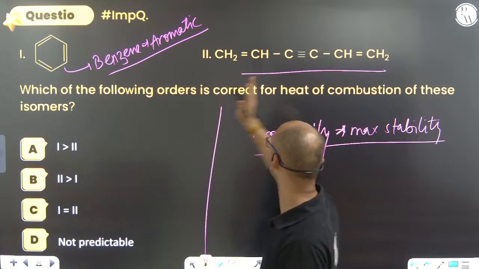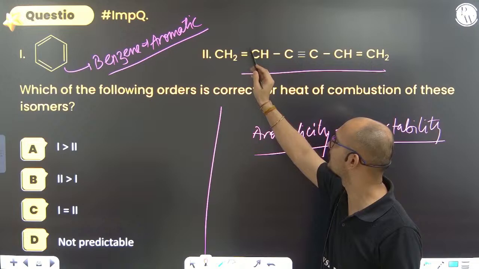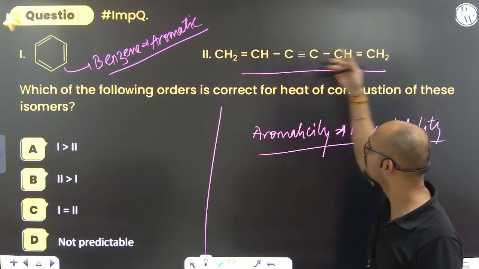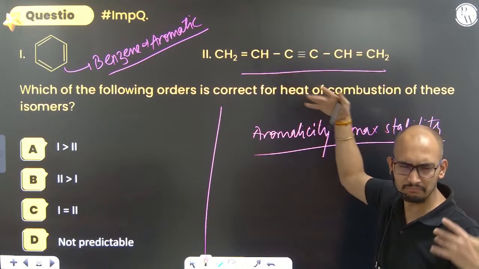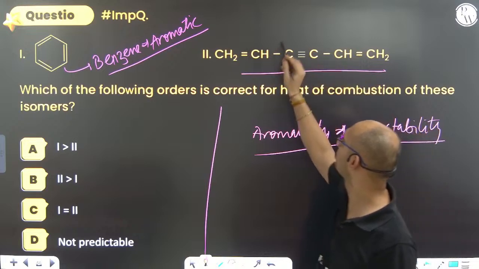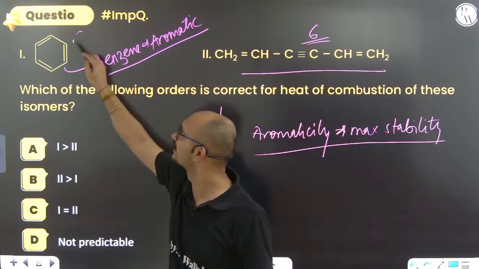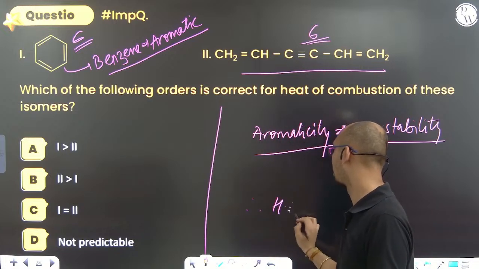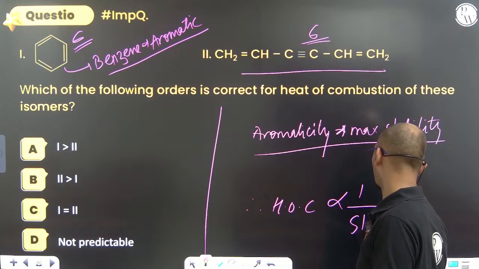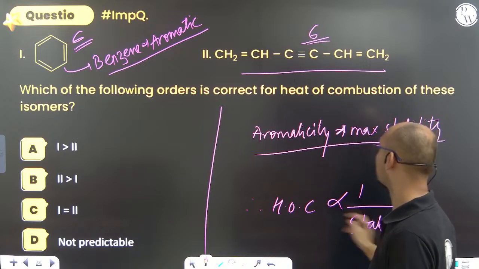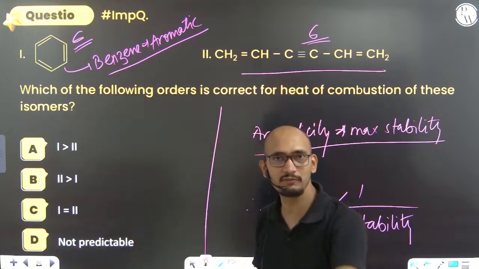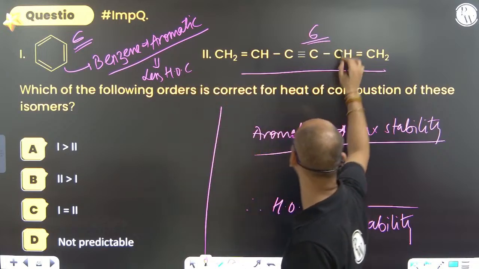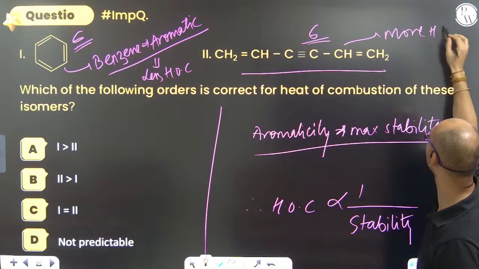So here, anyway, look at the number of pi bonds: 1, 2, 3, 4. So there are 4 pi bonds, and it is going to have more heat of combustion. It is asking about heat of combustion. The number of carbons is 6 here also. But we all know that heat of combustion is inversely proportional to stability, and this one is exceptionally stable. So its heat of combustion will be less, while here it is more.